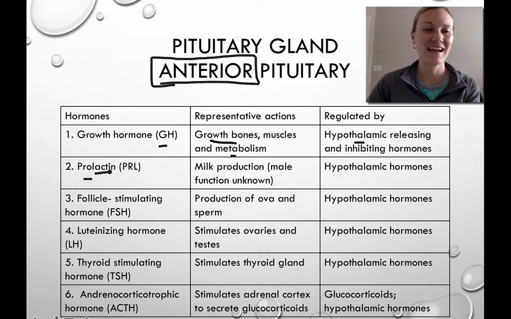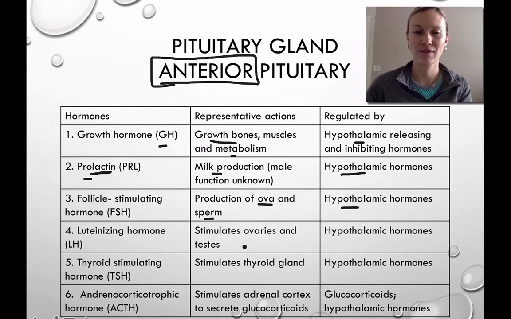Prolactin: lactate means milk, so prolactin is for milk production. Males do produce prolactin, but the function of that is unknown, and it's regulated by the hypothalamus. The next one is the follicle stimulating hormone, which we sometimes call FSH. FSH is for the production of ova and sperm, and it's regulated by the hypothalamus again.